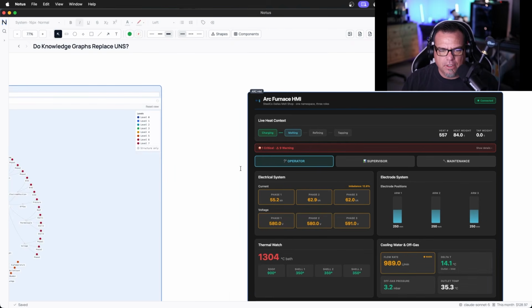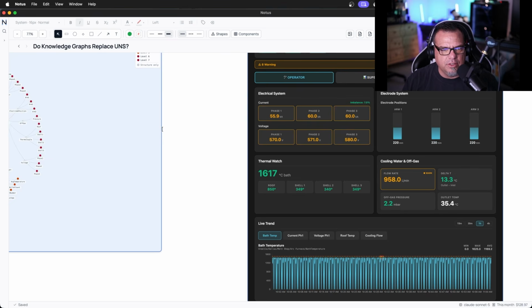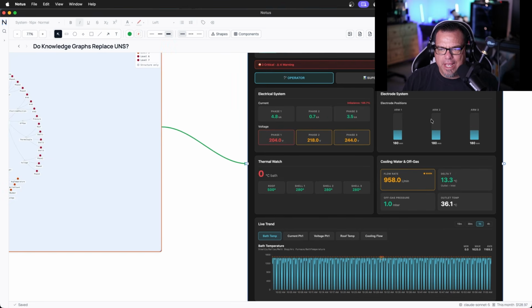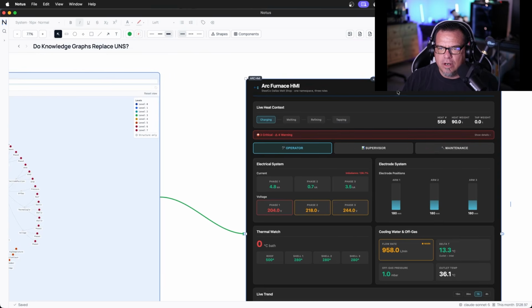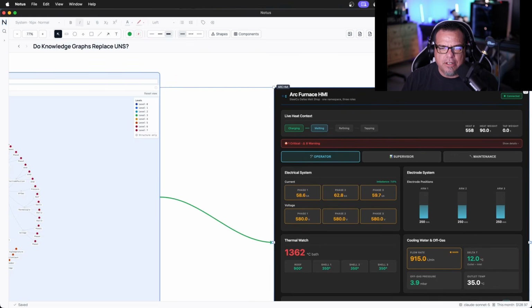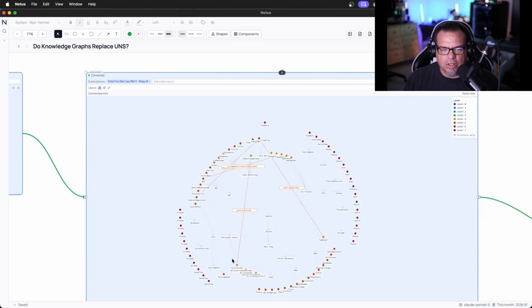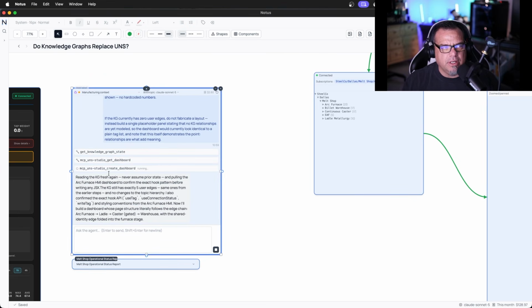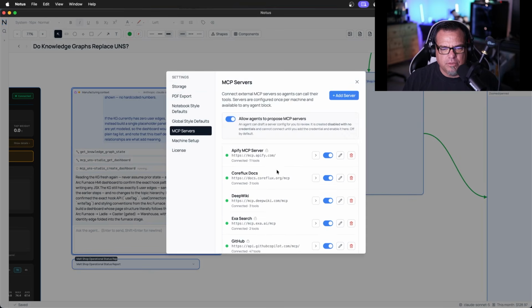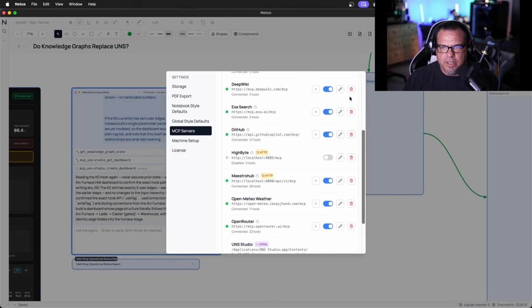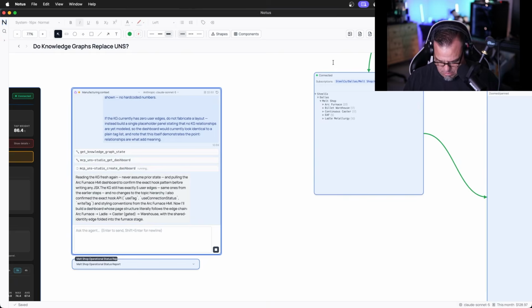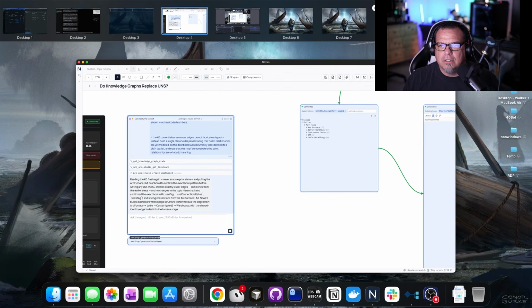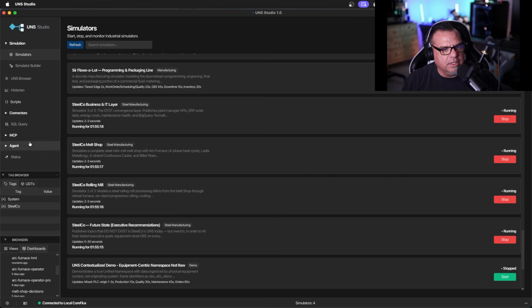And what we'll do, we'll go ahead and connect this, because this new visualization is going to apply the knowledge we have in our graph to redefine how the visualization looks. Okay, so basically what's happening right now is there's an MCP server that is connected to UNS Studio. So if you look here, we have UNS Studio running over here.